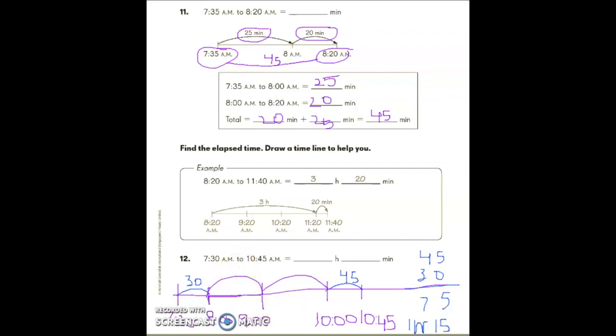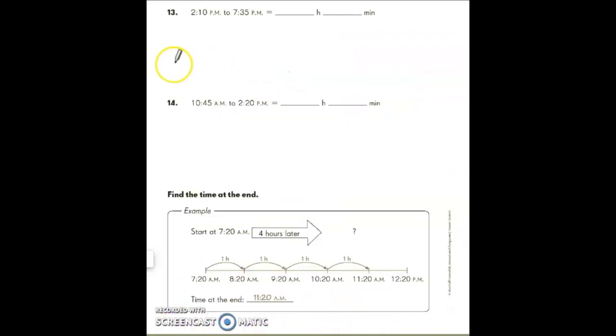Now I have 2 hours over here as well. So I have 1 and 2. So that means I have 3 hours, 15 minutes. 3 hours, 15 minutes. Now look at this, 7:30 to 10:45. All right, moving on to the next one.